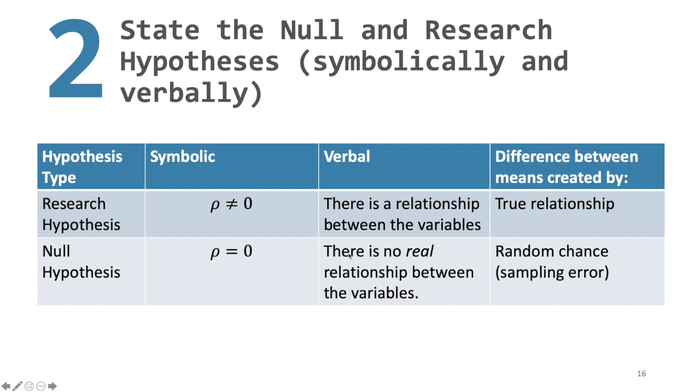If the null hypothesis is true, that means any differences we're seeing, so if our rho or our R value, our correlation, is not exactly equal to 0, it's just due to random chance or sampling error. It's not real. If the research hypothesis is right, then it means there's a relationship between the variables.